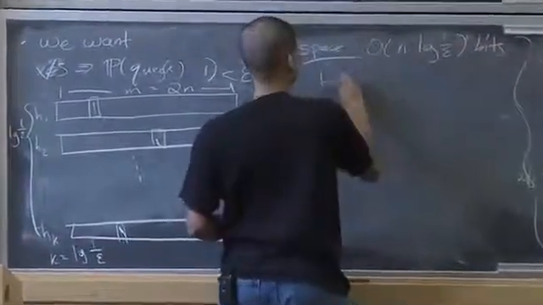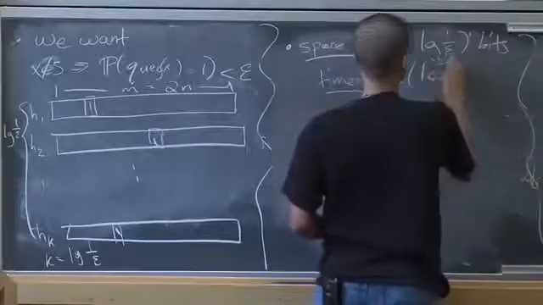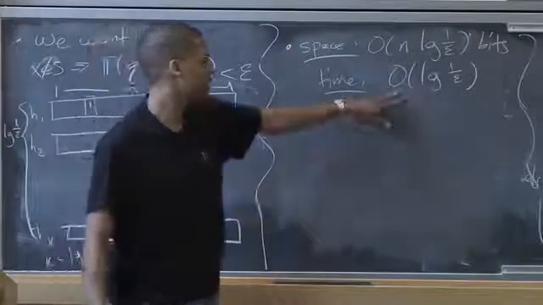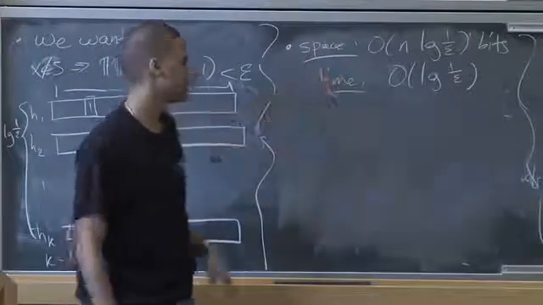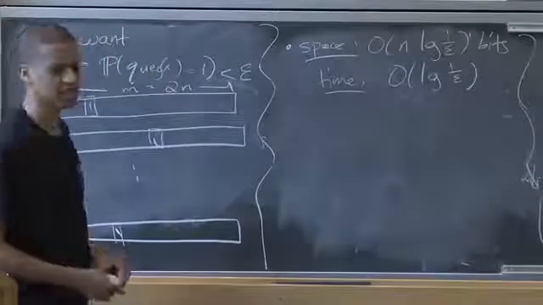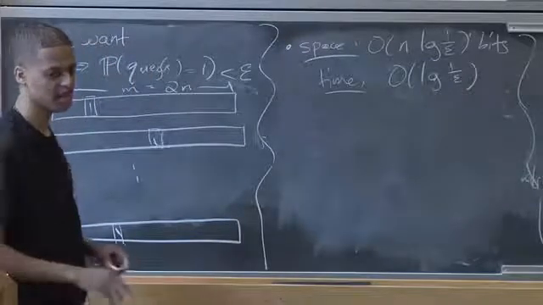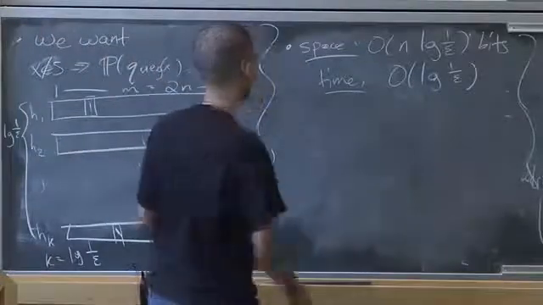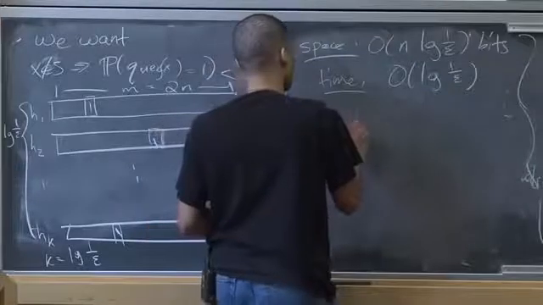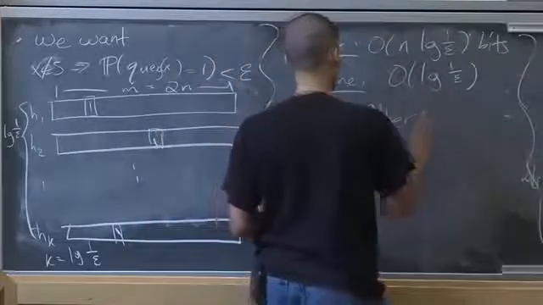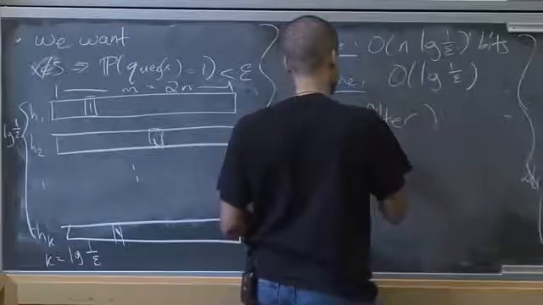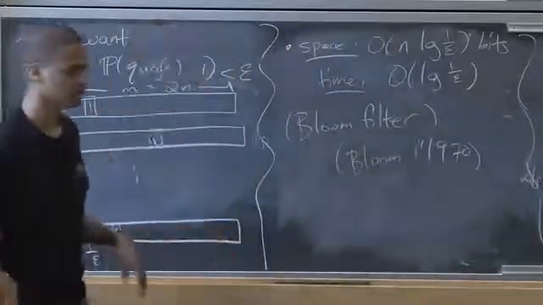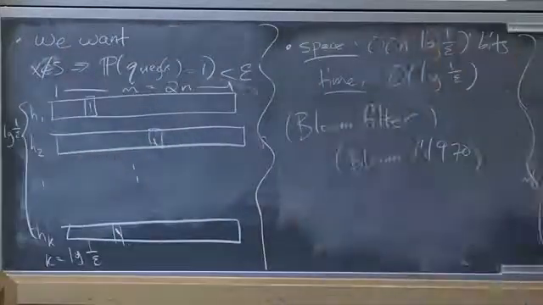And the time is O of log 1 over epsilon. It is possible to get more sophisticated and I think improve this time to a constant, as well as support deletions. But I'm not going to cover that in class. This is what's called a Bloom filter, and it's due to Bloom in 1970, I think. So that's Bloom filters for the membership problem.